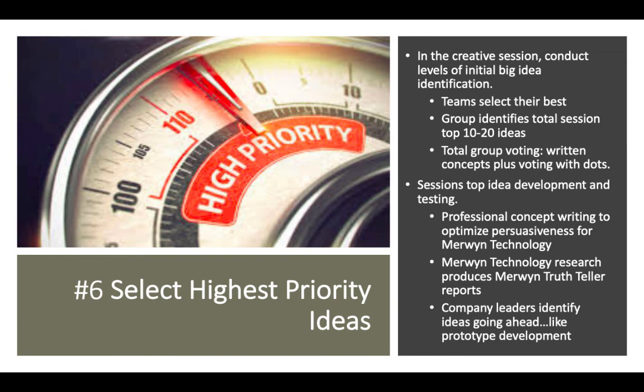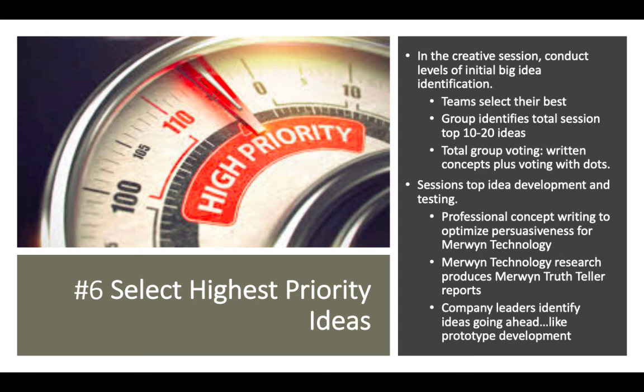Select the highest priority ideas in the creative session. You want to conduct initial big idea identification. Teams can select their best ideas. The entire group from the session can identify the top 10 to 20 ideas. Sometimes you can use group voting, put the concepts up on the wall on flip charts, have people vote with dots on it. Don't use that as the final definitive thing. It's kind of like a sense of the wisdom in the room at that point in time. It's guidance. It's not the final decision.